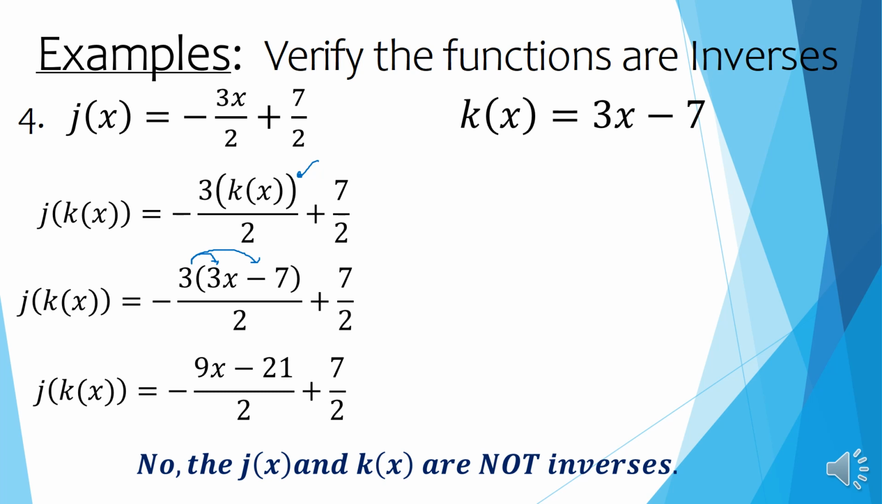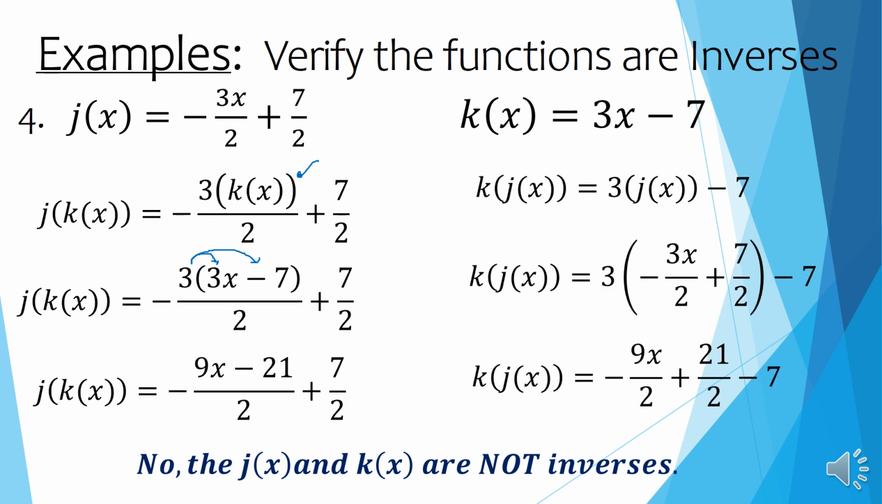All right, let's try a few more, see how we keep going with this process. You could also have checked k of j of x and worked the problem the other way. You still would have ended up with a very similar equation. However, it would not simplify to give you an x. Okay, so you can go either way with these. Check whichever composition you like to do first.